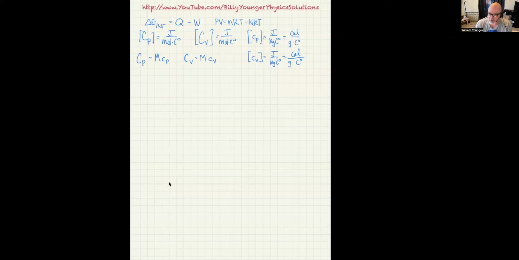Now I want to make sure you understand how we would use them. We did know, for instance, that when we were using the normal specific heat, the Q was equal to mc delta T.